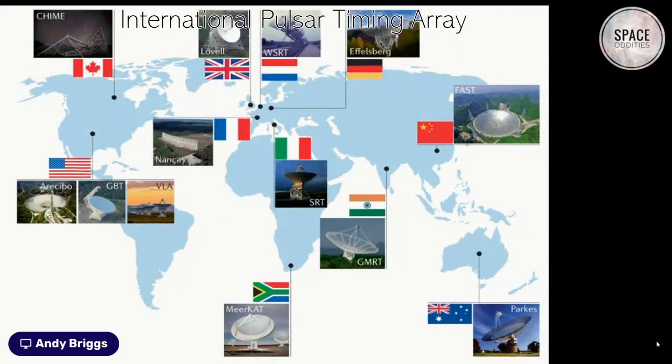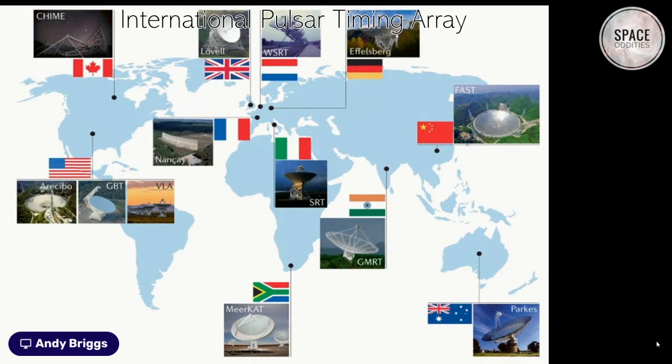The International Pulsar Timing Array, these are the locations of the telescopes. It includes the biggest radio telescope in the world, the FAST telescope in China. We've got the famous Lovell telescope at Jodrell Bank, of course, in the UK. We've got the Chime telescope in Canada. Arecibo, before its unfortunate demise, was taking part. We've got MeerKAT in South Africa, which is a precursor telescope to the world's biggest radio telescope, the Square Kilometre Array, which will be complete hopefully before the end of the decade, although it might be a little bit delayed because of COVID. We've got the famous Parkes Radio Telescope in Australia, and we've got a couple of others.